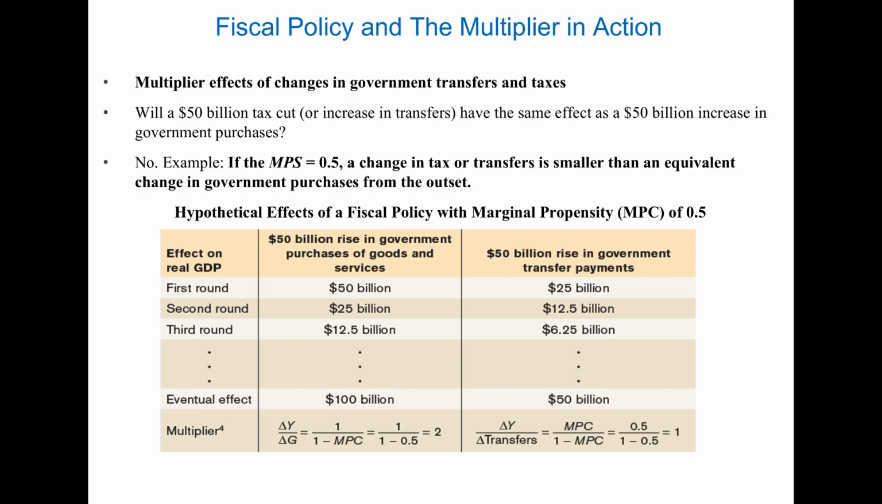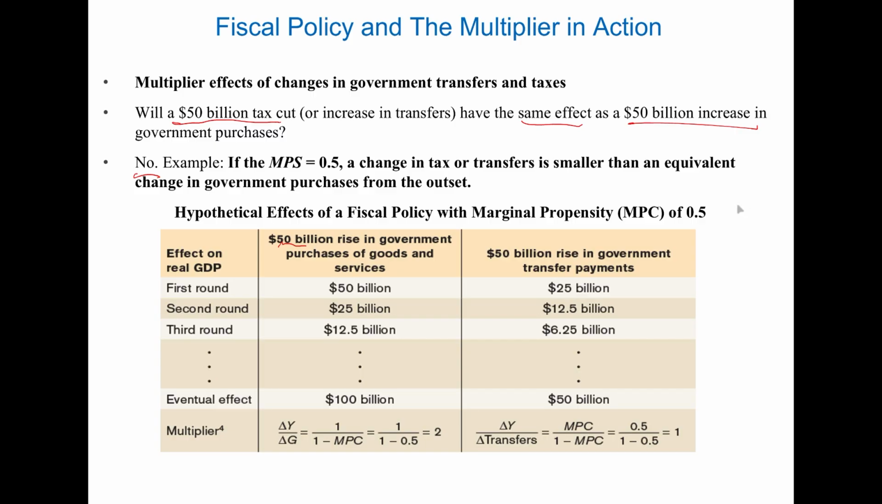Now what we are saying is, if they reduce the taxes such that the overall income of households increases by 50 billion, is this the same effect as the government spending directly 50 billion? The answer is no. We are assuming again that MPC is 0.5. A change in taxes or transfers has a smaller effect than an equivalent change in government purchases. So we developed two scenarios.